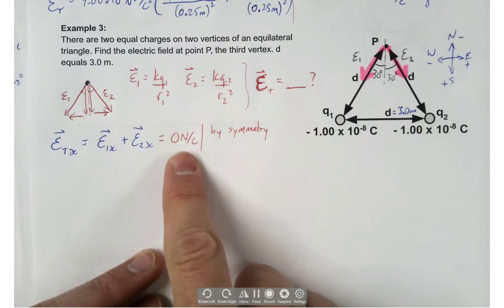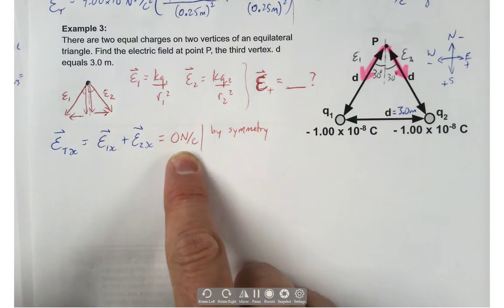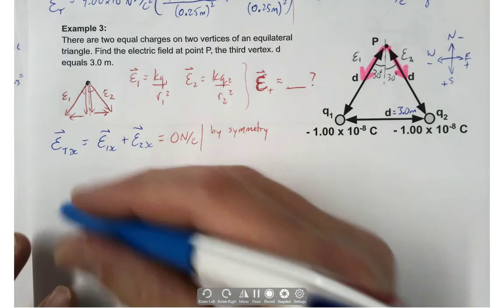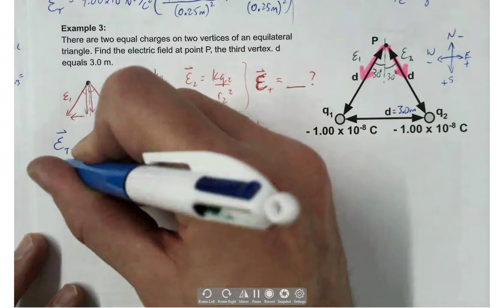Now, if they don't zero each other out, you have to actually calculate them, find epsilon total x and epsilon total y, which we're about to do, and put them back together again using the Pythagorean theorem and tan theta, right? That's something we should be really good at by now. So I'm going to leave that for a homework topic.